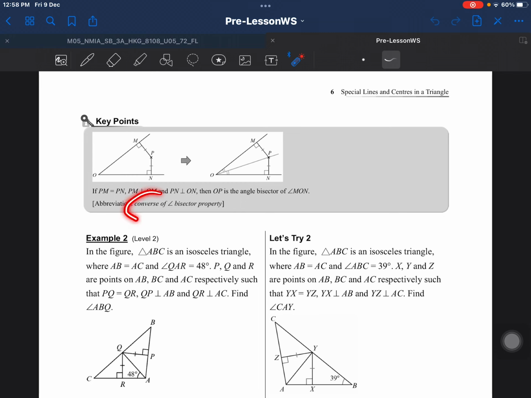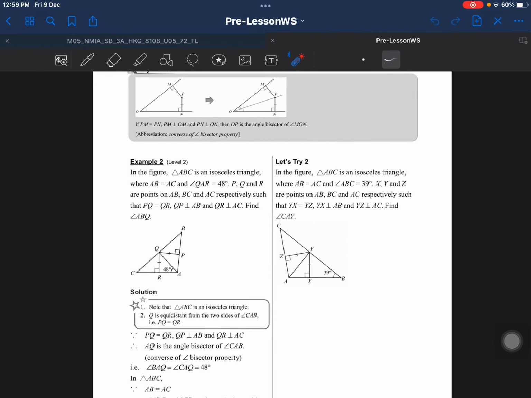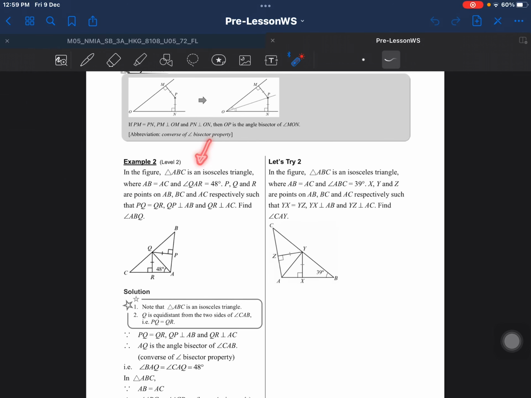All right, this is the converse of the angle bisector's property. Once we know that PM equals PN and they are perpendicular to the sides, then the conclusion is if we connect O and P, OP must be the angle bisector of this angle. All right? So let us look at one more example here.